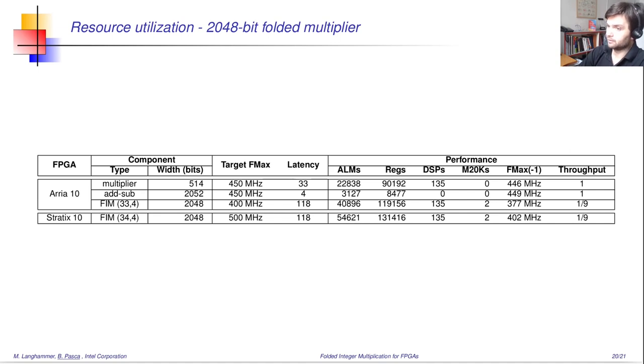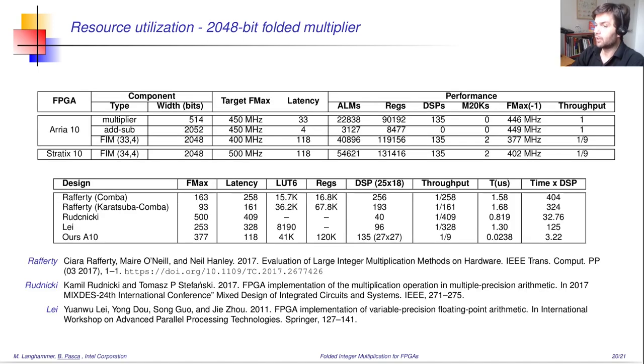For completeness, we also show resource utilization of the building blocks, notably a 33-cycle, 514-bit multiplier that requires 135 DSPs, and a 4-cycle adder-subtractor unit. Although a number of related works exist which have implemented 2048-bit multi-cycle multipliers, comparing against these is not always easy due to the mix of throughput and resource utilization ratios.